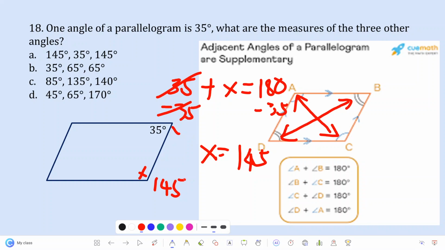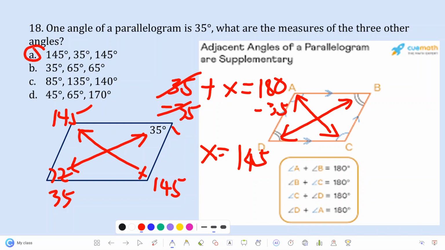At dahil kailangan adjacent din siya dito, say for example, this is C, at ang ito ay equal nito, ito ay automatic 35 at ito ay automatic 145. So, with that, you can already see that the correct answer is letter A, 145, 35, and 145. Let's proceed to item number 19.